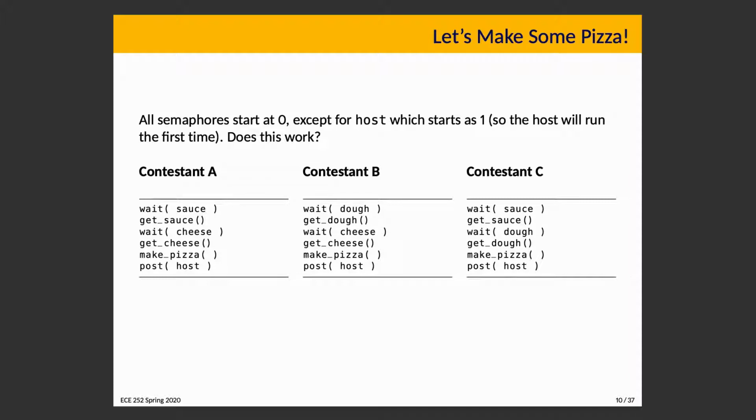Okay, and it's analogous for contestant B and contestant C. Wait for dough and wait for cheese for contestant B, and then wait for sauce and then wait for dough on contestant C. And so, let's take a look and ask ourselves if this works.